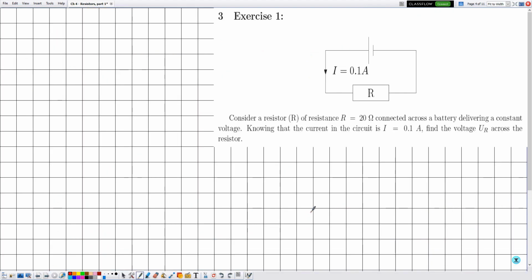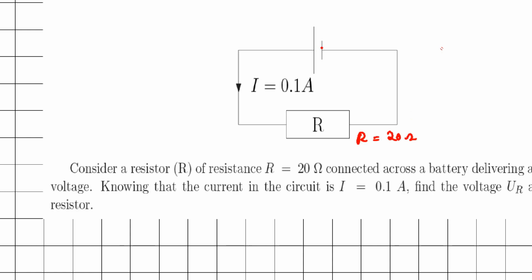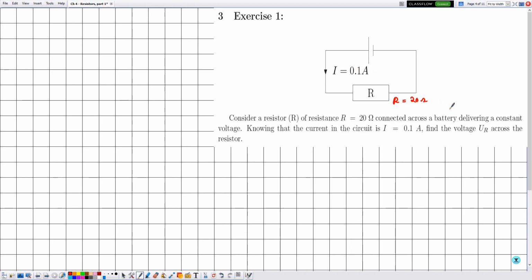Now let's solve exercise number 1 as a direct application of what we have explained. They are telling me to consider a resistor R of resistance R equal to 20 ohms. So the value of the resistance R is given by 20 ohms. This electric circuit consists of a battery connected to a resistance R. So this circuit is a closed circuit, therefore an electric current will traverse the circuit, and the value of the electric current is given by 0.1 amperes.